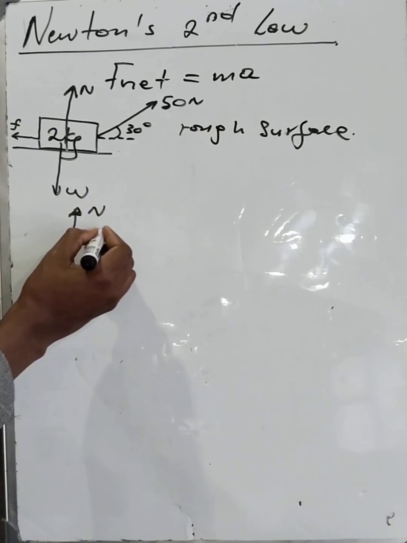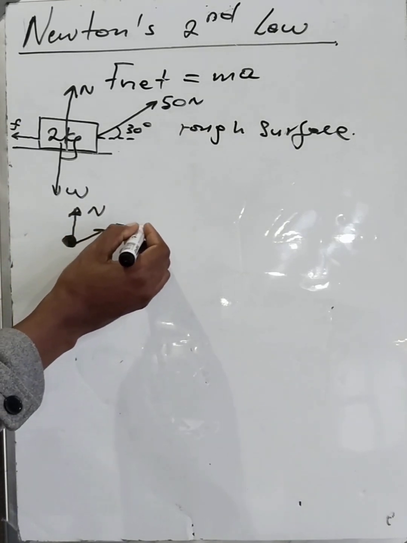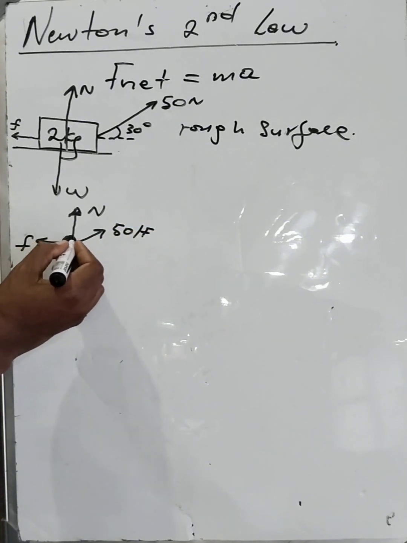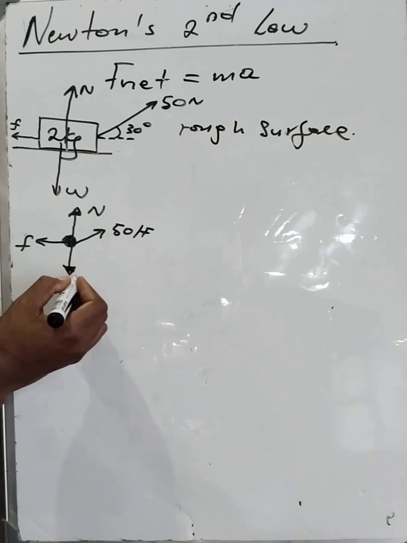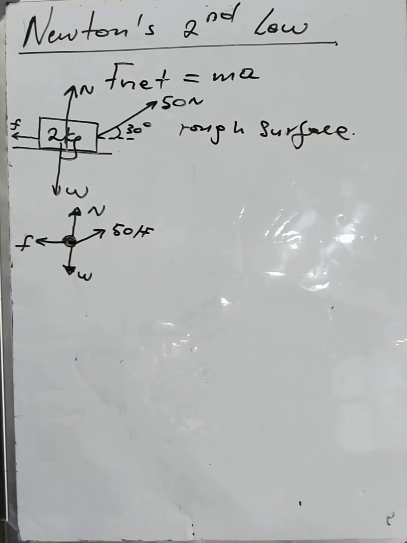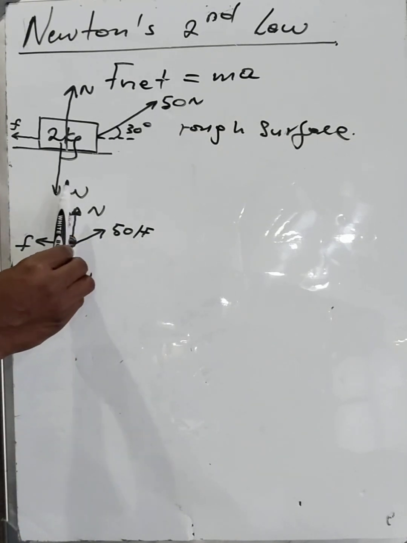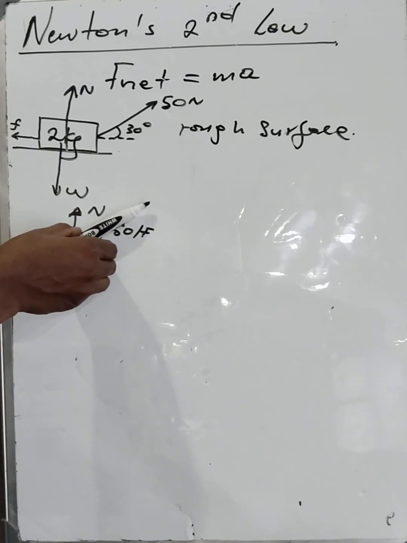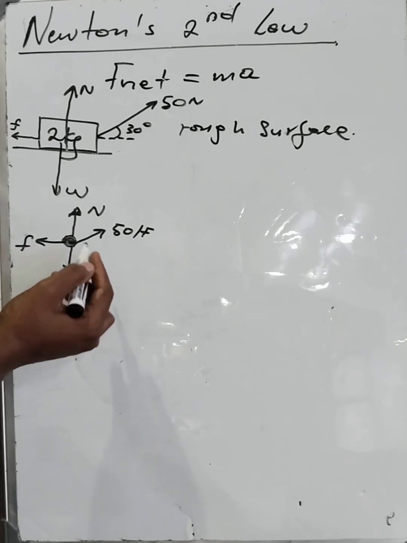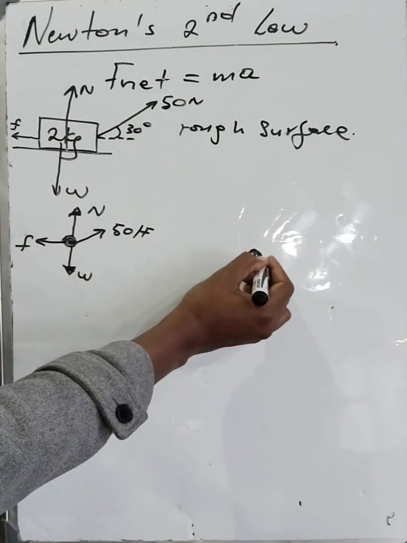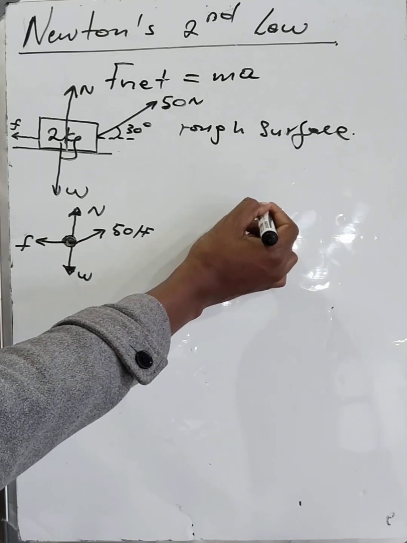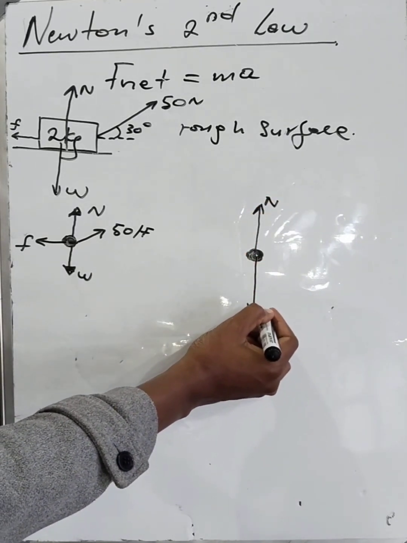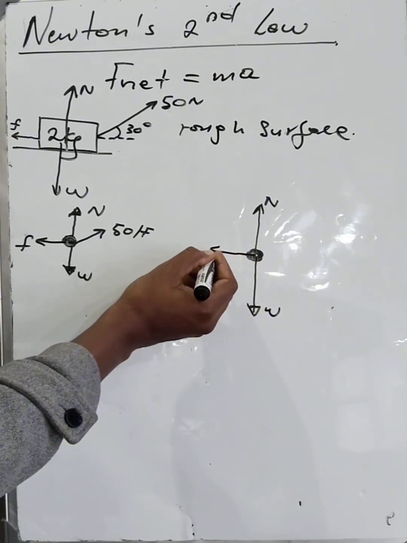So the free body diagram that we have: normal force, 50 newtons or force applied, frictional force, weight. Now that we have vertical forces and a horizontal force, but at an angle, we need to resolve the components. We only need forces that are perpendicular and parallel. So we have a normal force, we have a weight, we have a friction.